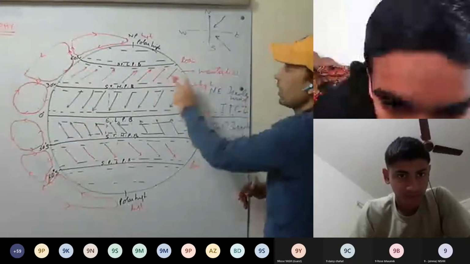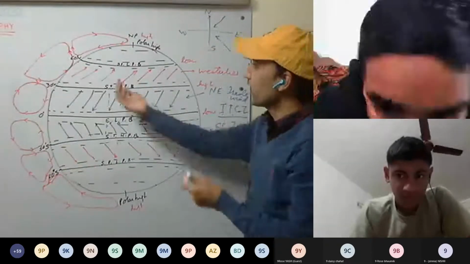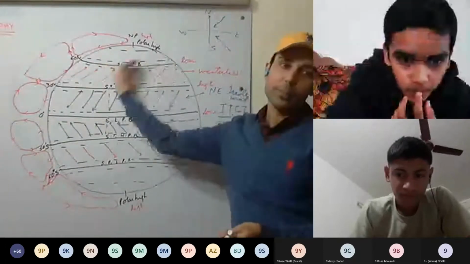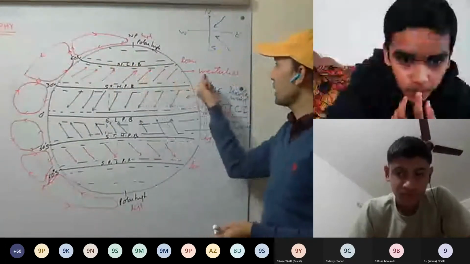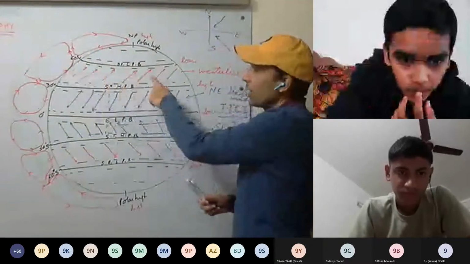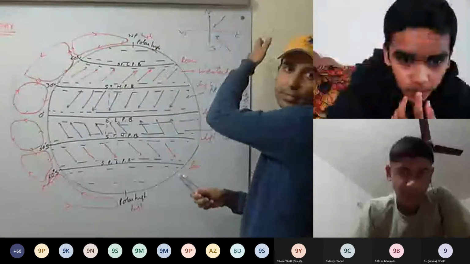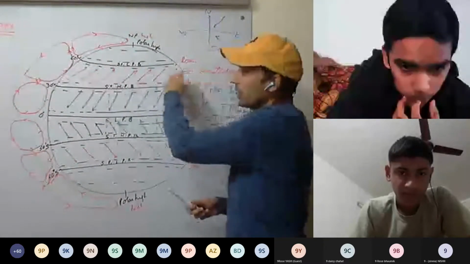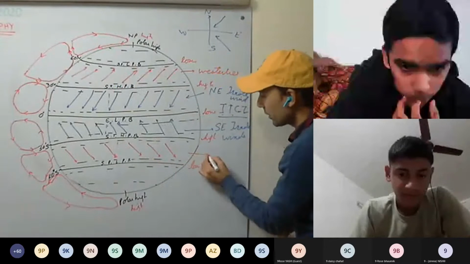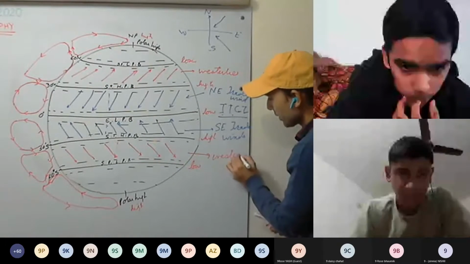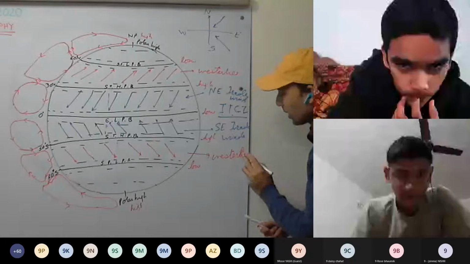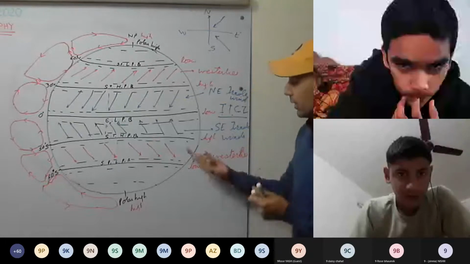Their direction is southwest, but since the Coriolis effect is more in this part, they appear to be coming from the west. That's why they are called westerlies. They are more deflected, so these are westerlies. Similarly here, these winds are called westerlies.